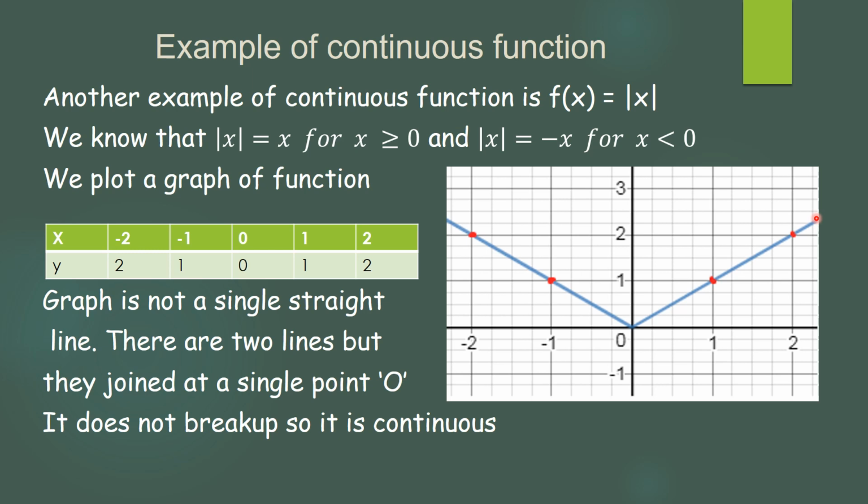Now it means that, as we first stated, if it is a single straight line, it is continuous. If there are two straight lines that intersect at one point and we can join them without lifting our pointer, then also it is continuous. Now we will go for another example, that is for a non-continuous function.